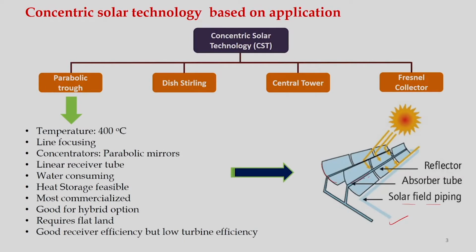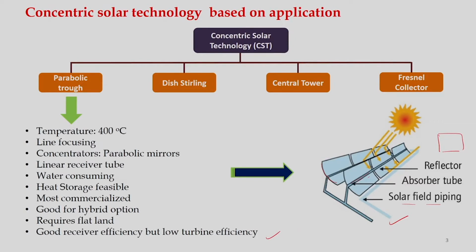Of course, some thermic fluids are used in most of the cases, and heat storage is feasible because heat can be collected and we can have independent storage, and that can be used as per the requirement. This technology is one of the most mature and commercially available technologies. It is very good for hybridized options. Okay, we can hybridize with other technologies, but it requires flat surfaces, or flat land, so that the light can be focused to a particular focal point on that surface. It has good receiver efficiency, but low turbine efficiency in this kind of arrangement.